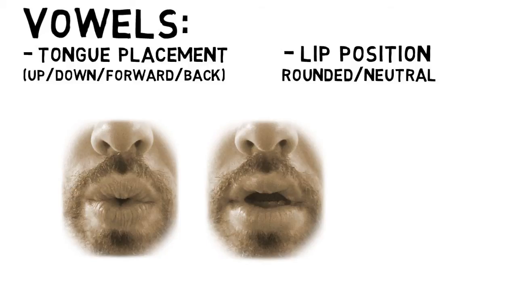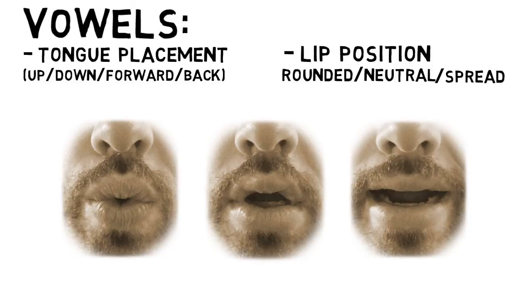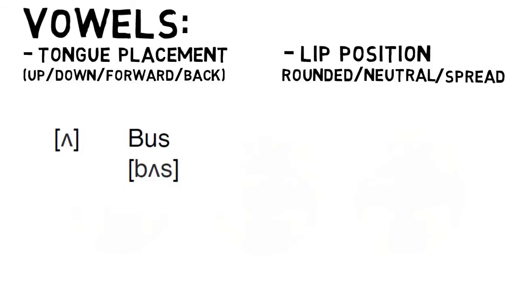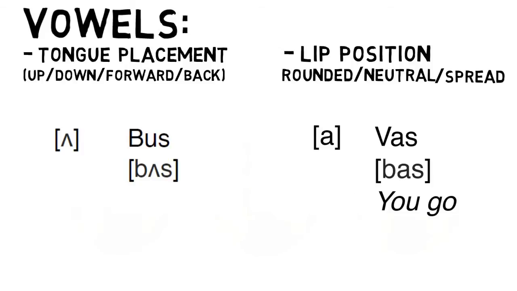But for this vowel in Spanish, we're doing the opposite. We need to spread our lips out. Where the A in "bus" has totally neutral lips, the Spanish A has totally spread out lips. Bus, bas. And those are the 5 vowels of Spanish.